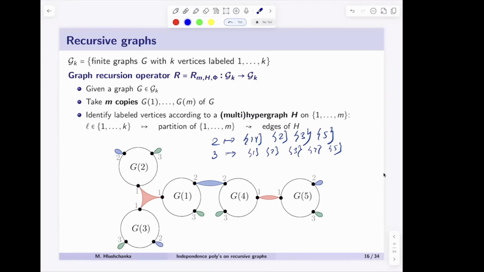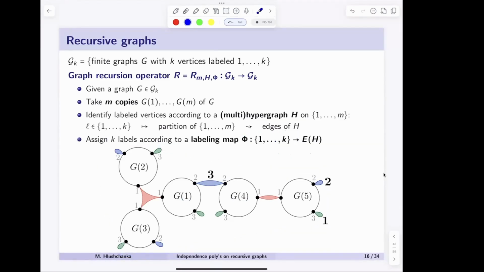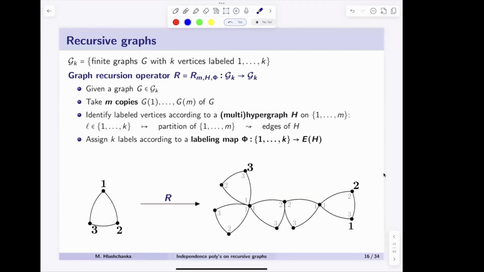be glued together. So this edge tells me that I should glue together the vertices labeled 2 in copies 1 and 4. So this picture, maybe it's not entirely clear what it means, but it could be drastically simplified in a moment. Let me just show it right away. So I had a graph with vertices 1, 2, 3. I take 5 copies of this graph and I glue them together basically in the way that is prescribed by these hyper edges. So this is the new graph that I obtain.